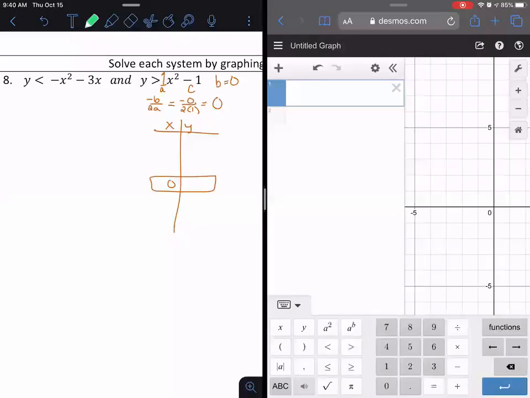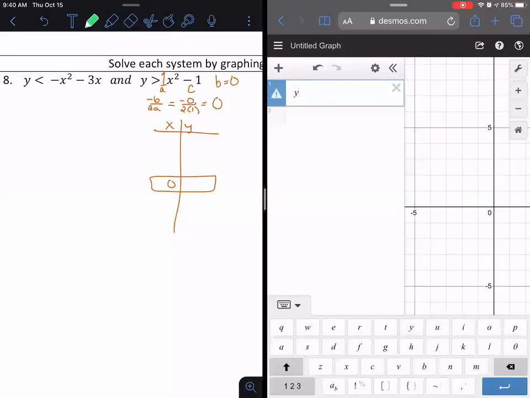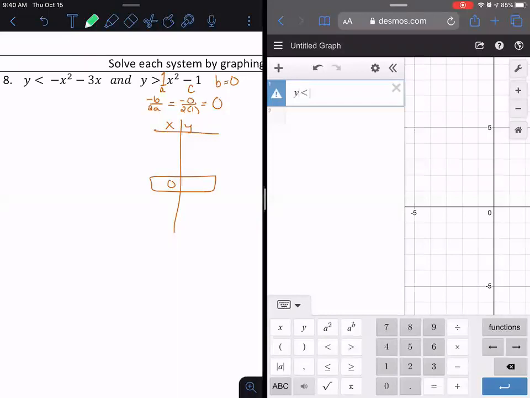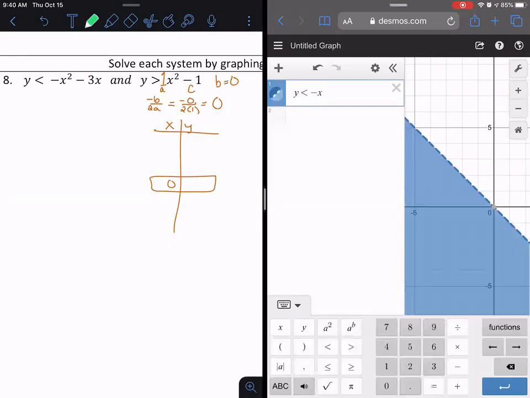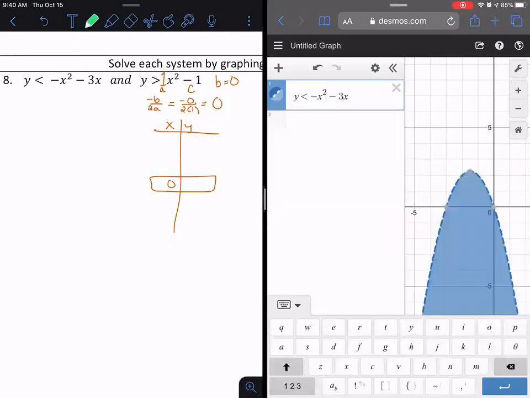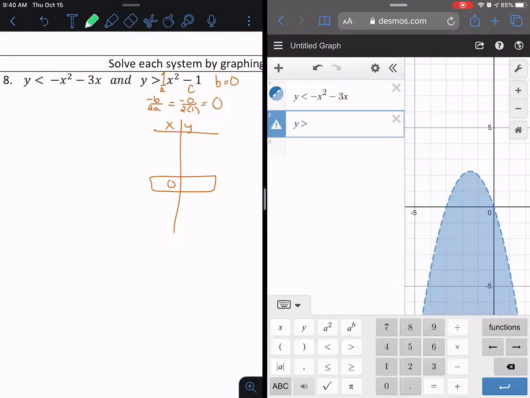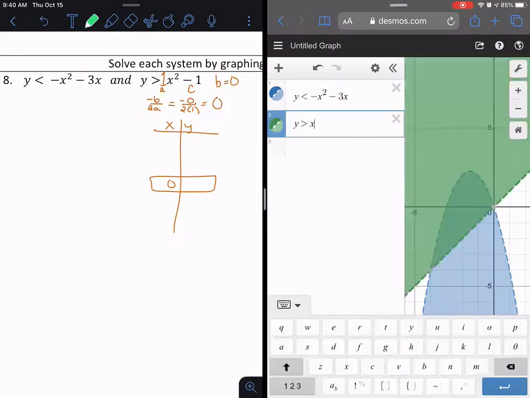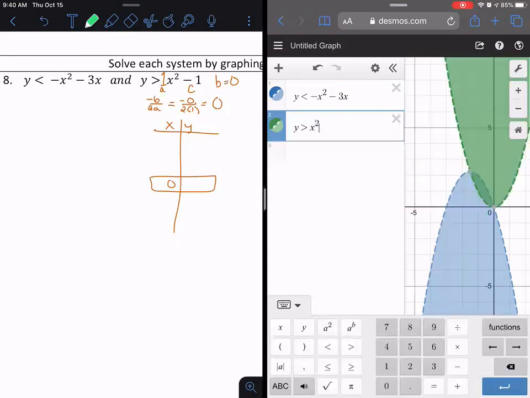So as you guys get closer to number 8, if you wanted to check it on Desmos, you could. You just type it in. You're going to have to use the y feature though. So you're going to do like y is less than -x squared minus 3x, and add an expression, y is greater than x squared minus 1.